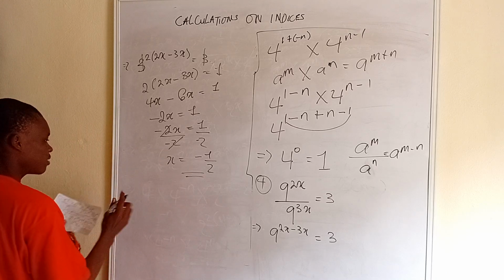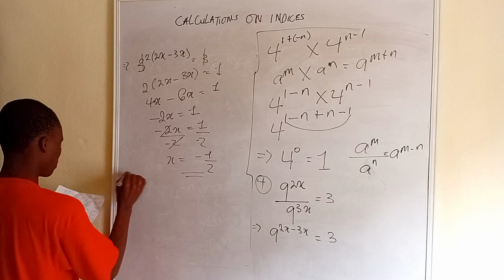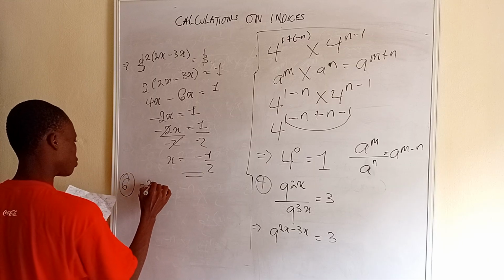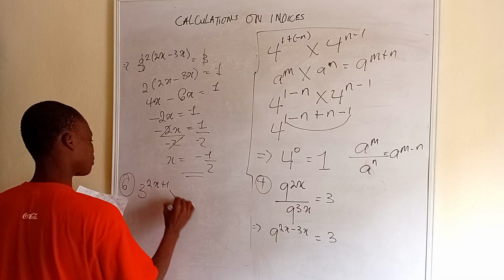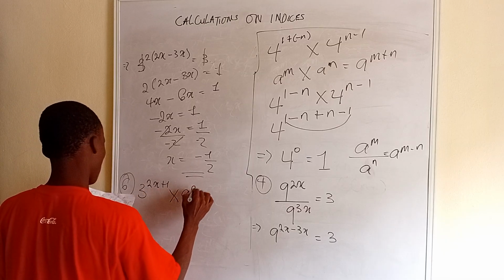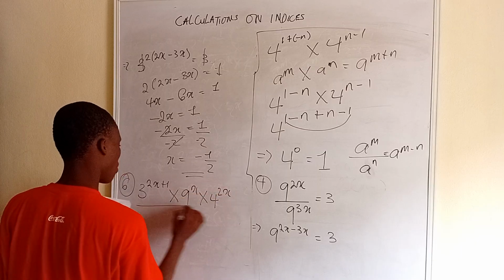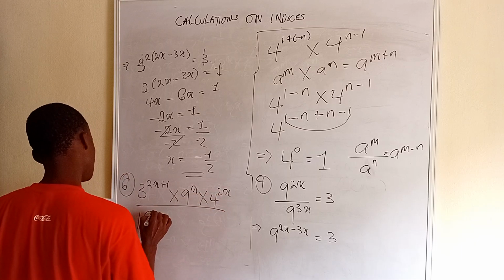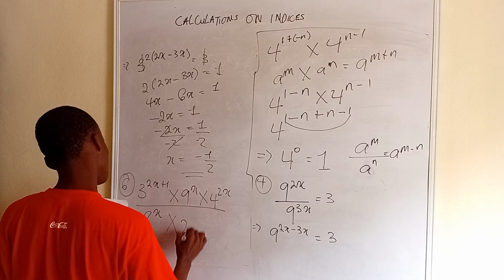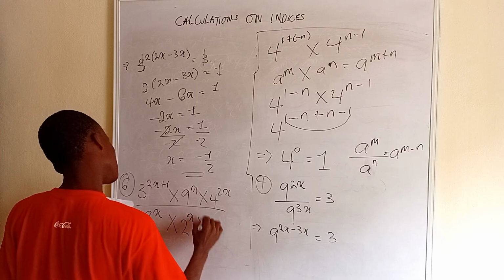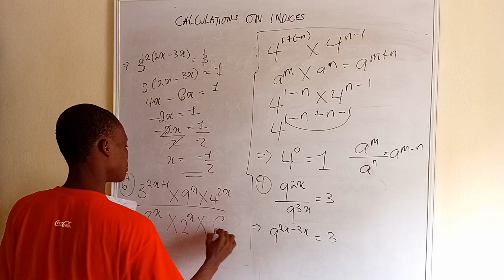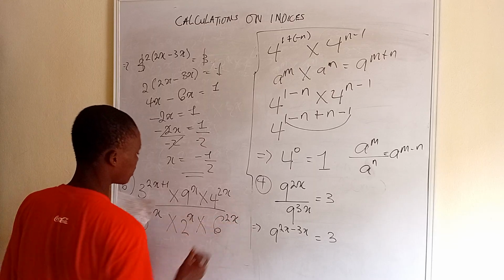So you can try this, the last question: 3 to the power of 2x plus 1 times 9 to the power of x times 4 raised to the power of 2x, all divided by 18 to the power of x times 2 to the power of x times 6 to the power of 2x.